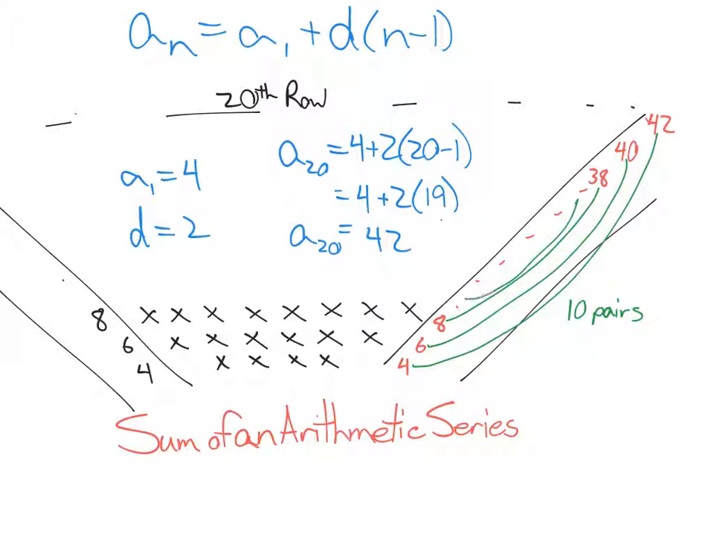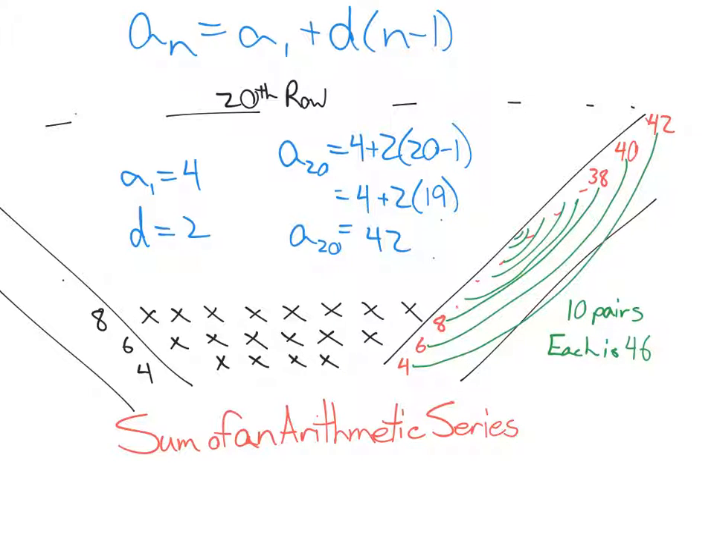How do you know it's going to be 10? Because eventually we'll meet in the middle here. Well, because we have 20 rows, so you're going to do the 1st and the 20th, 2nd and 19th, all the way until you get to the 10th and the 11th. All right, so we have 10 pairs. Each one is 46.